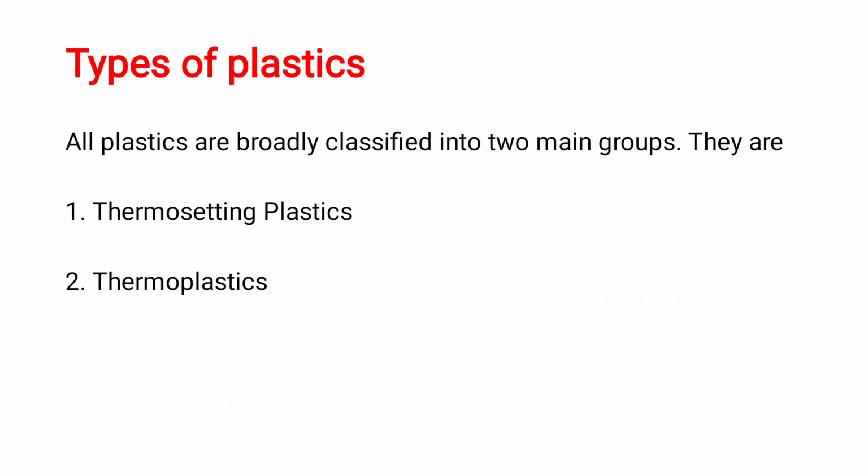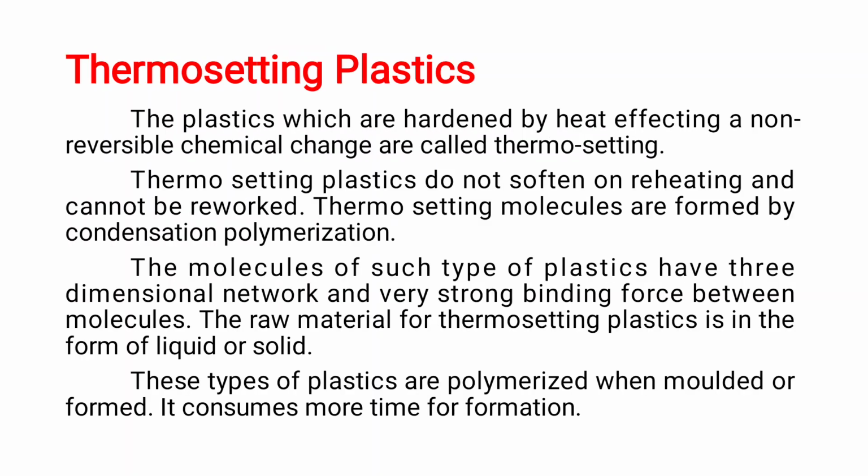Next, types of plastic. There are two types of plastic: thermosetting plastic and thermoplastic. Thermosetting plastics are those which are hardened by heat, through an effective and non-reversible chemical change. Thermosetting plastics do not soften on reheating and cannot be reworked. Thermosetting molecules are formed by condensation polymerization. The molecules of this type of plastic have a three-dimensional network and very strong binding force between molecules. The raw material for thermosetting plastic is in the form of liquid or solid.